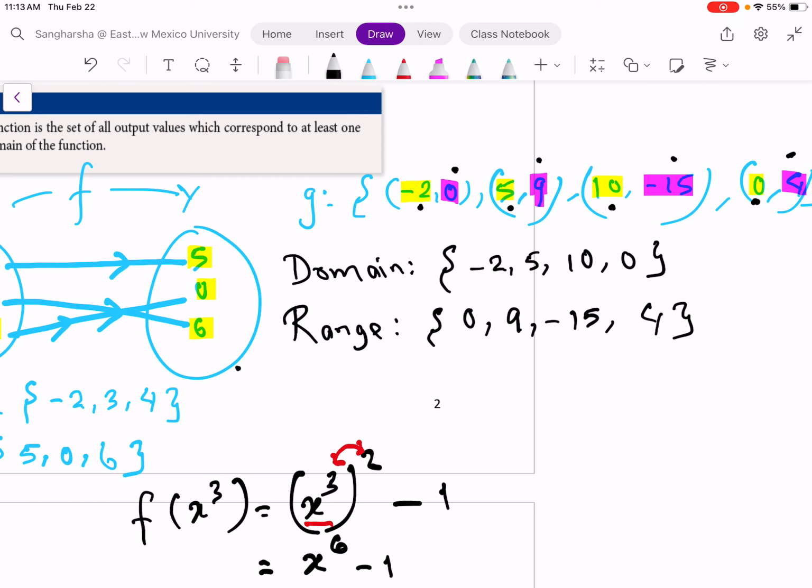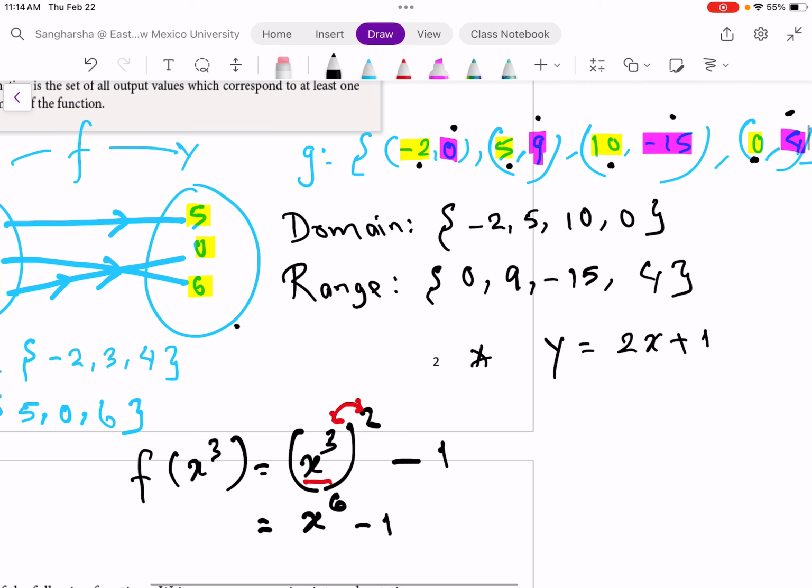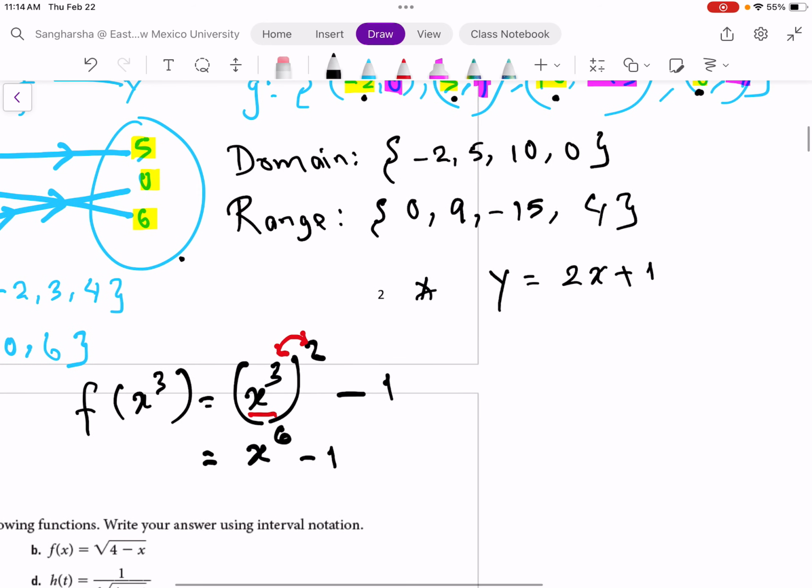If our function is in equation form, let's take an example. Our next function, let's say we have y equals 2x plus 1. So this is a function in equation form. Now we need to find the domain and the range for this function.